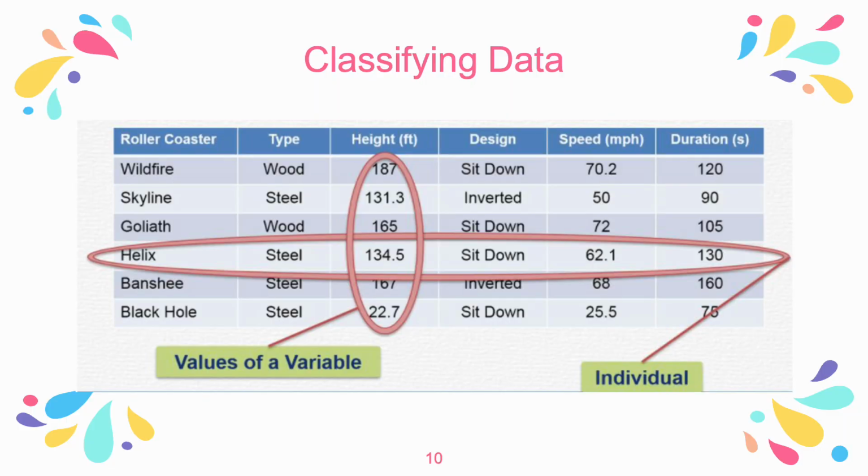Let's look at this data. What would be the variable? So if you notice here, it's going to be height. What would be the individual? The type of roller coaster. So for example, the Helix.